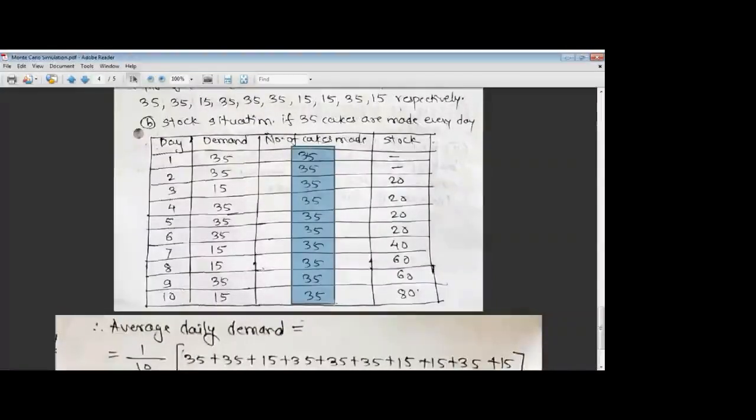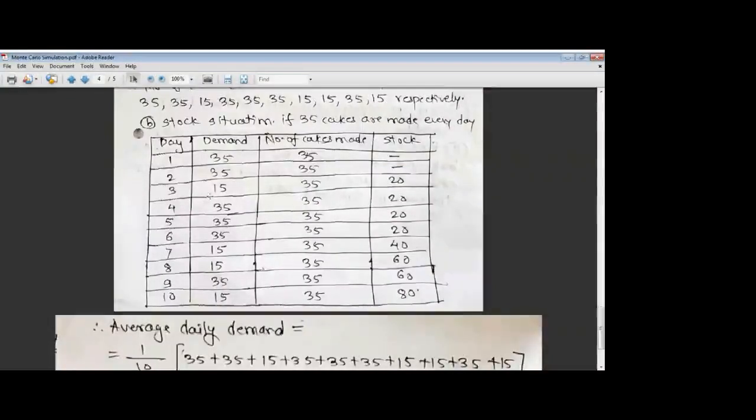He is deciding to go with 35 cakes every day. Now, on day 1, there is a demand of 35 cakes, and the number of cakes made is 35. So there will be zero stock available, right? On the second day, again 35 cakes are demanded, and he had made 35 cakes, and hence the stock situation stands as nil, that is zero. Now on the third day, the demand is of only 15 cakes, but the owner had made 35 cakes, right? So what will happen? The 20 cakes will remain in the stock, right?